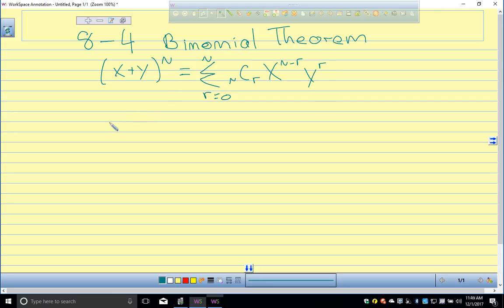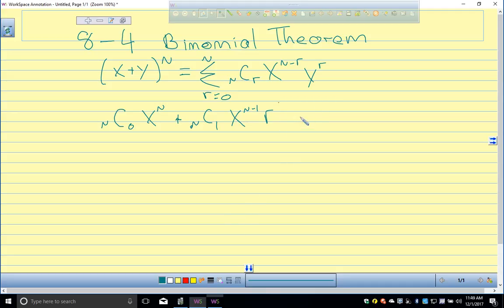and r is the exponent of the second. When I expand this thing out, it looks even uglier. It's n C 0 times x to the n times y to the 0, but y to the 0 is 1, so it starts with just x to the n. Then it goes plus n C 1 x to the n minus 1 y to the 1.